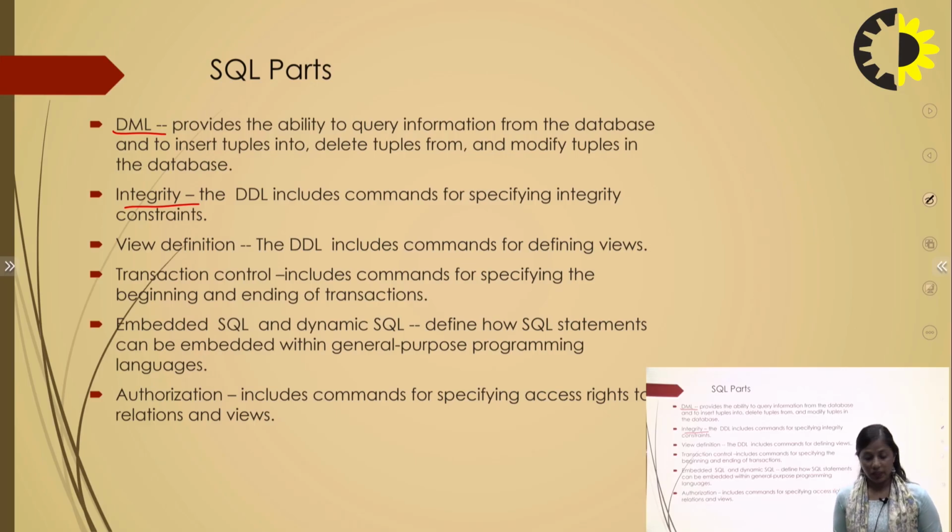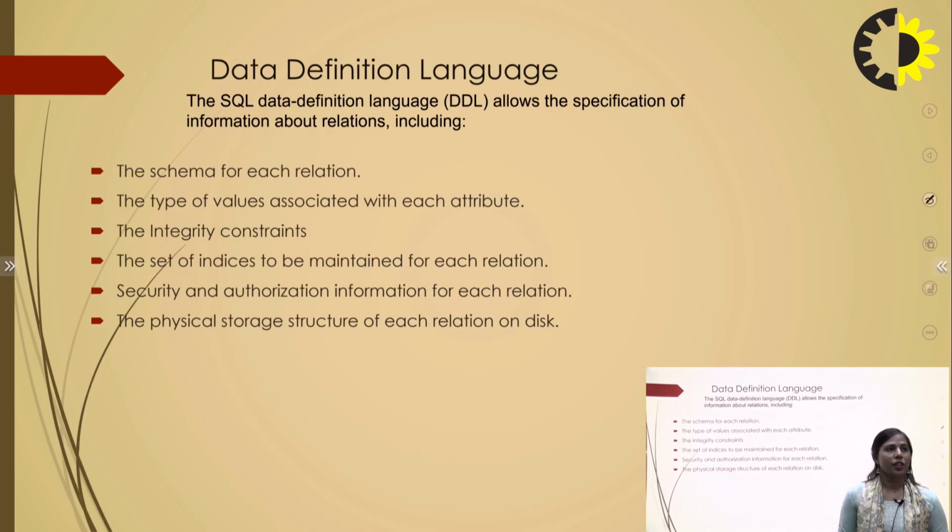So the next part is the authorization part. It defines the commands which specify the access rights to the relations and the views, meaning which particular tables and views have the particular authorization. A relation we are calling a table. And now talking about the first language, that is the data definition language.